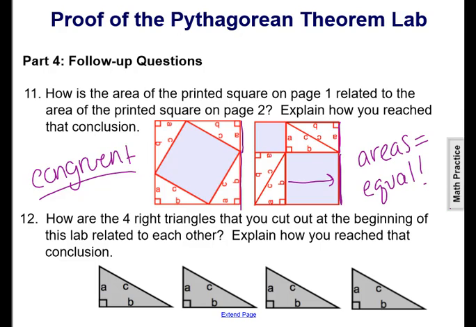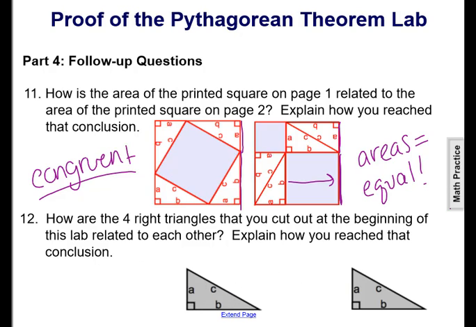So now, how are the 4 right triangles that you cut out at the beginning of this lab related to each other? Well, those 4 triangles are congruent. If you see, we have all 4 of the right triangles here, and they all have legs that are B units long and A units high. Also, you could stack all of the right triangles on top of each other, and they all are the same exact triangle. So all 4 triangles are congruent.